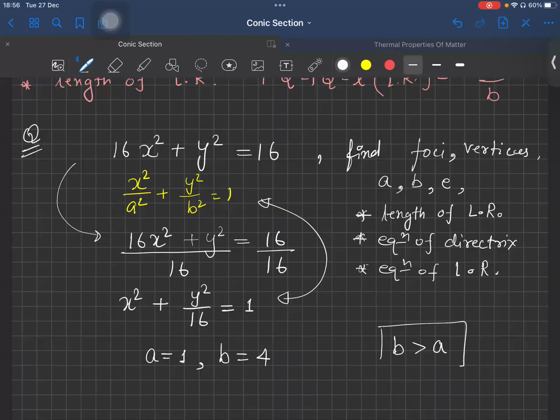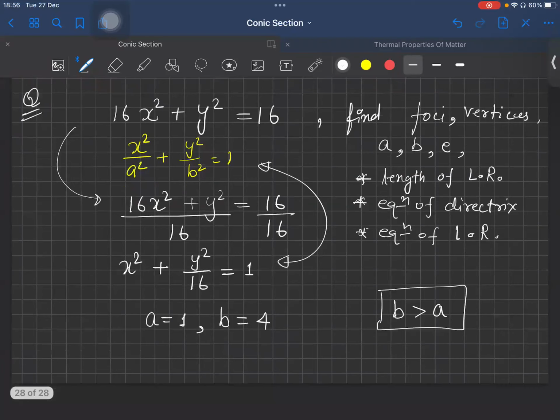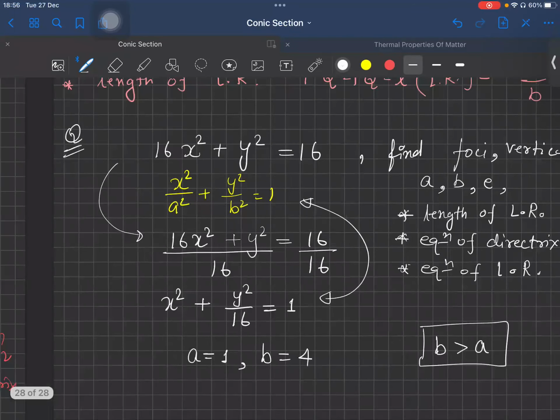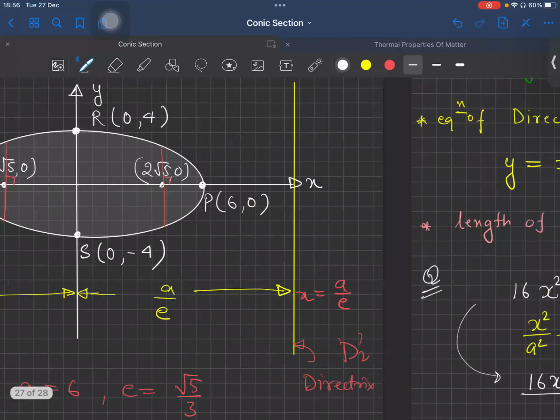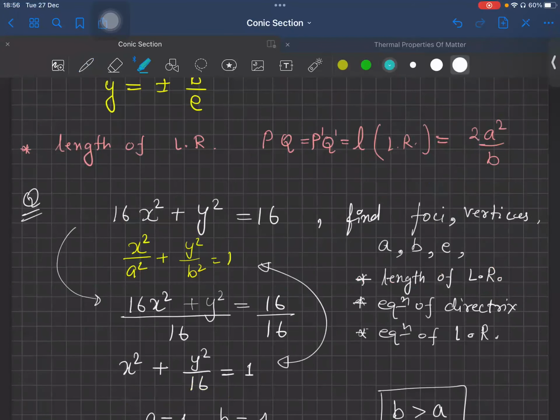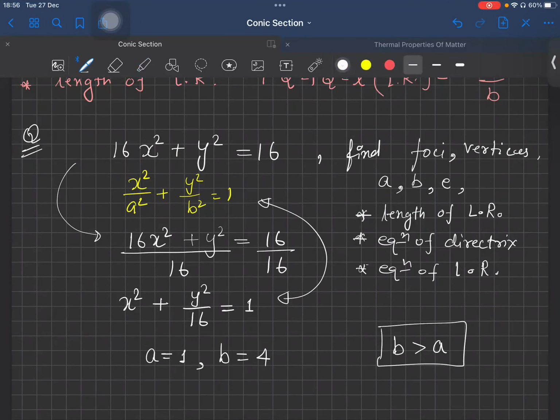Now here you see b is greater than a, right? If b is greater than a, what type of ellipse do we have? We have this type of ellipse. Sorry, this is the ellipse when b is greater than a. You see this ellipse? a is lesser than b. That means now you have got the values of a and b. These values you are done with.